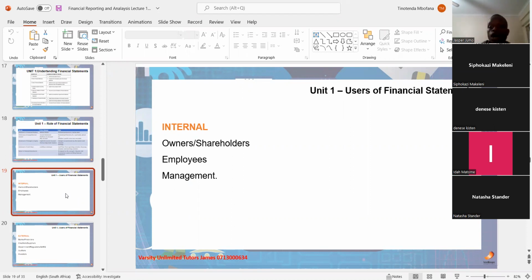So there are what we call internal users of financial statements and what we call external users of financial statements. Internal users include the owners of the business, the employees, and management. So these are people that use the financial statements internally. You need to know what exactly they need them for. For management, for example, they can use financial statements for management accounting. They use financial statements to make decisions.